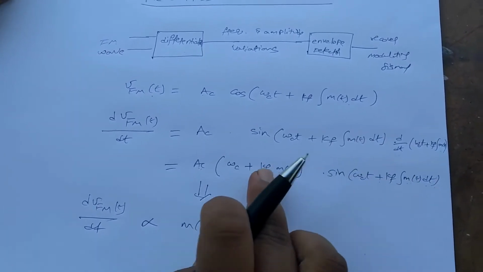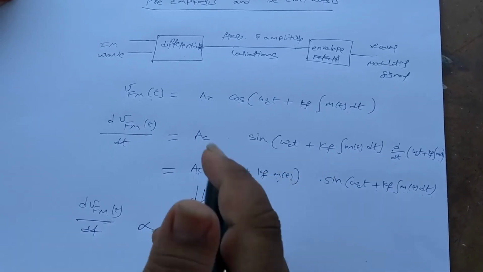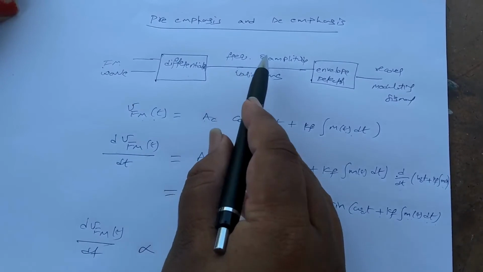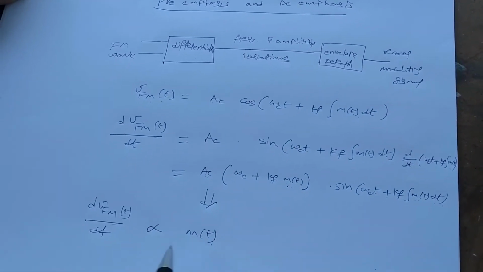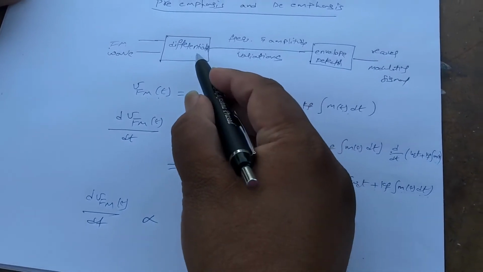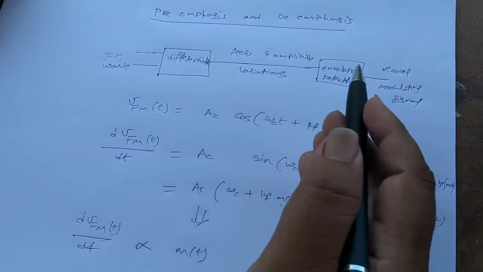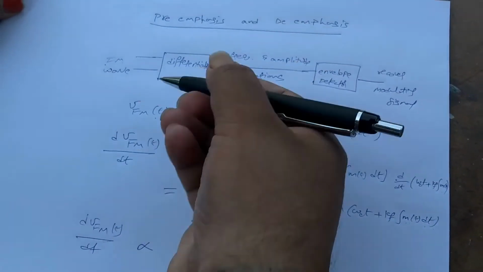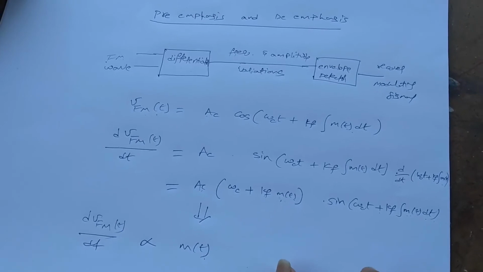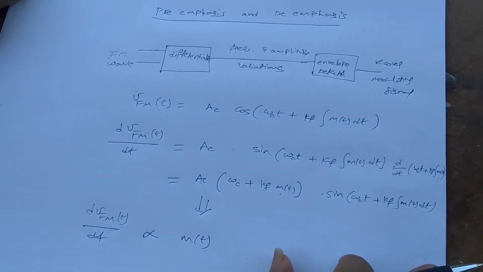m(t) is represented in two places: one inside the argument and another at the amplitude. So with the differentiator, it is possible to make only frequency variations into frequency and amplitude variations. Even in practical implementations, we can use the differentiator instead of the resonant or tank circuit. So what is the need to discuss this topic? To introduce the concept of pre-emphasis and de-emphasis, and that we can discuss.